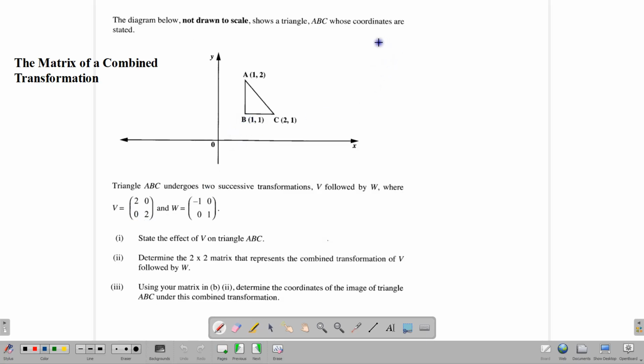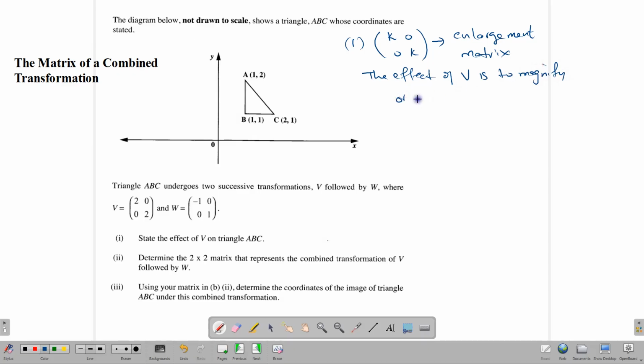And that to you should sound like an enlargement. And in general, yes, for part one, any matrix K, 0, 0, K, this is what we call an enlargement matrix, where you put the scale factor there. So whatever the scale factor is, it would go here. In this case, the scale factor is 2. So state the effect of V on the triangle ABC. The effect of V is to magnify or enlarge triangle ABC using scale factor 2. So that's what it would do to it.